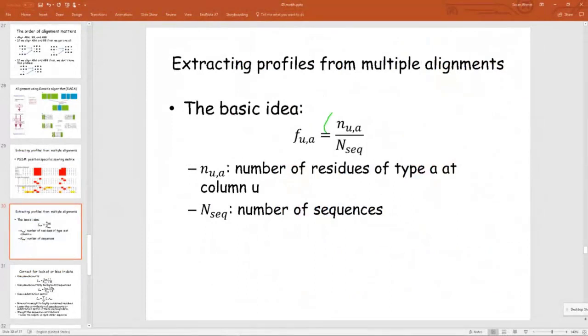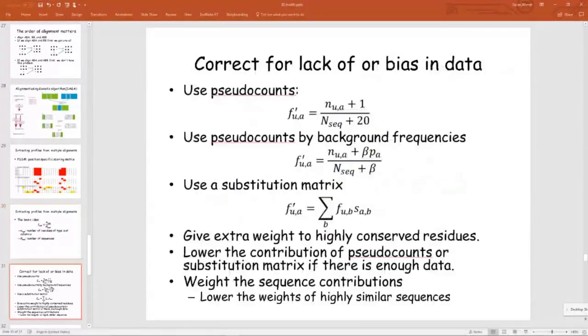So the basic idea is find the number of amino acids in a column, and divide by the total number of sequences. That was the matrix that you saw: the number of residues of type A in that column, divided by the total number of sequences. That is not very good. What we will rather do is use pseudocounts, which means that even if we don't observe a T in that column, we'll always pretend that we have at least one representative of each character in each column.